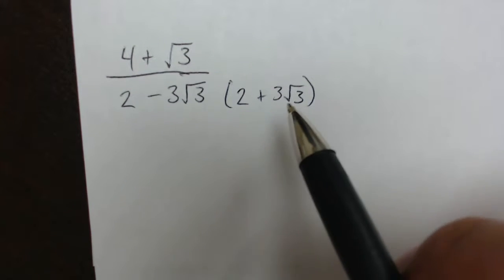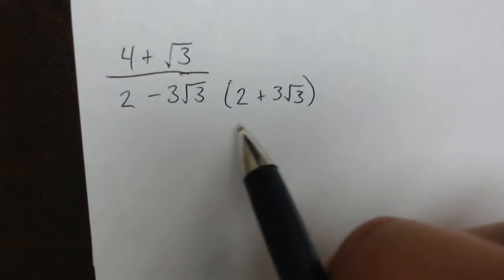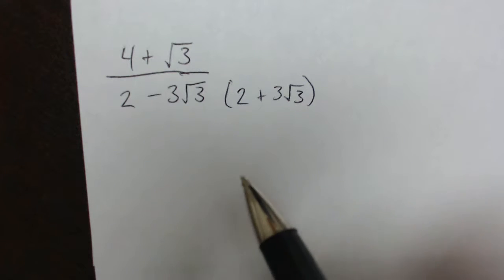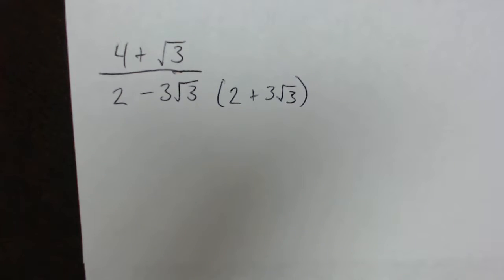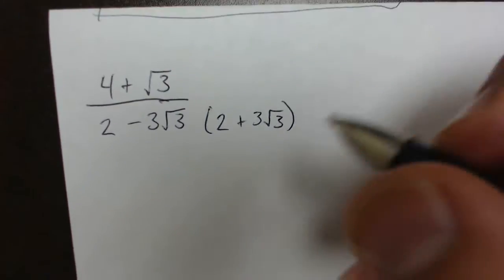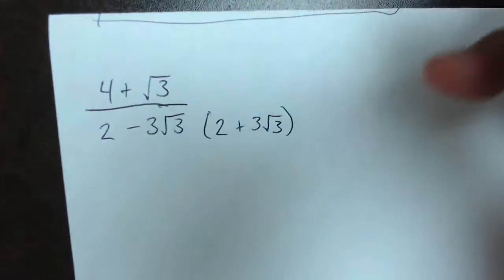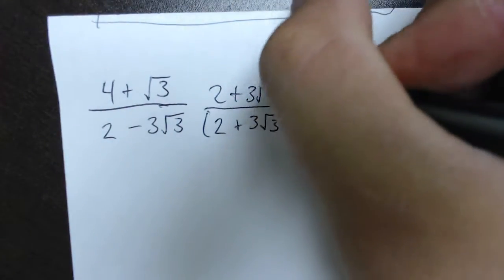If they both had the same sign, when we FOILed these two numbers, we would still end up with a radical in the middle term. What this does is eliminate the middle term. So don't forget to change the sign when you multiply. We multiply that by the bottom, and then we also multiply it by the top. So the top will get multiplied by 2 plus 3 root 3 as well.